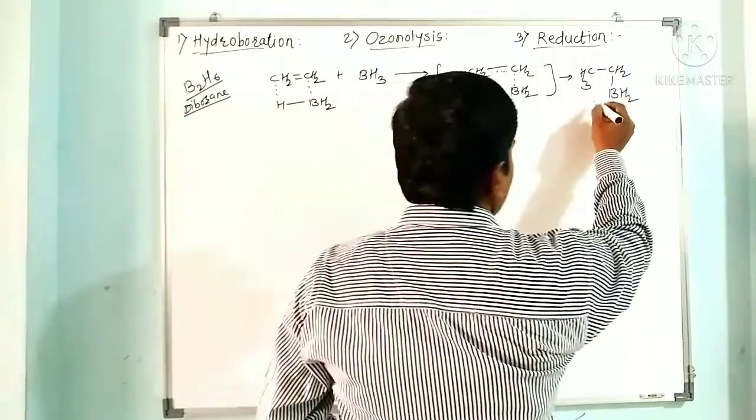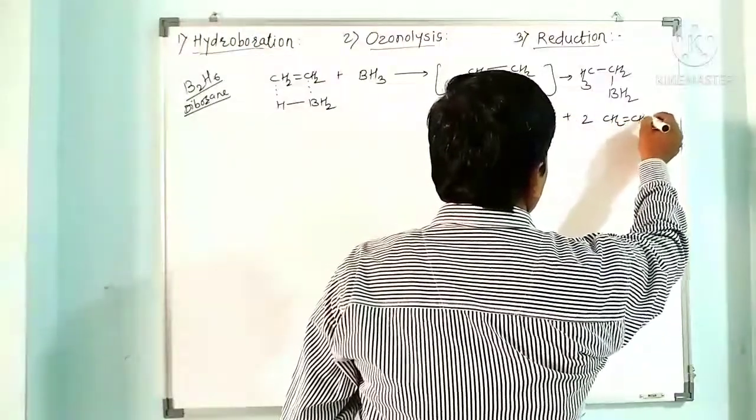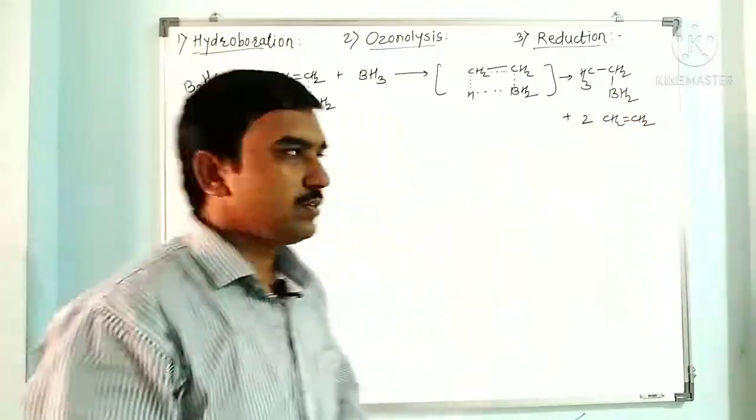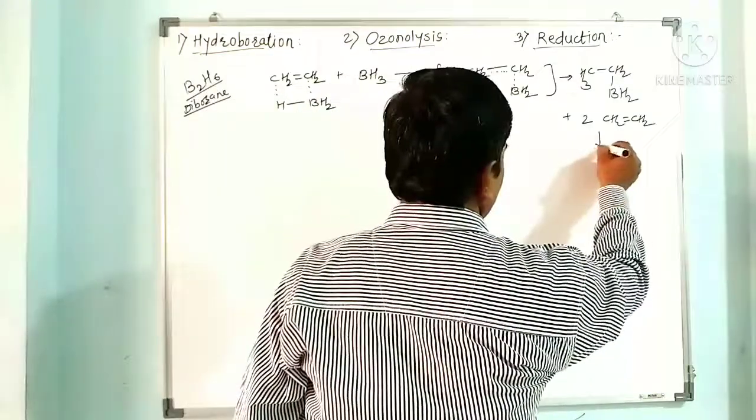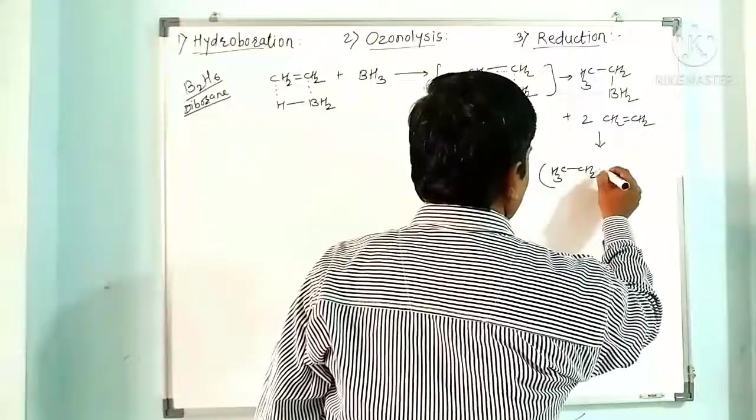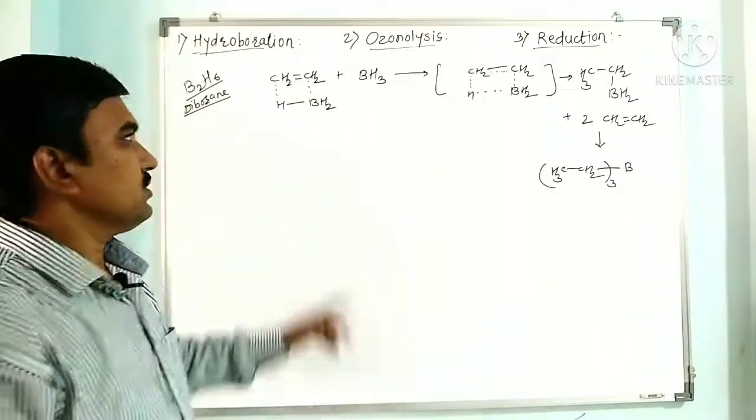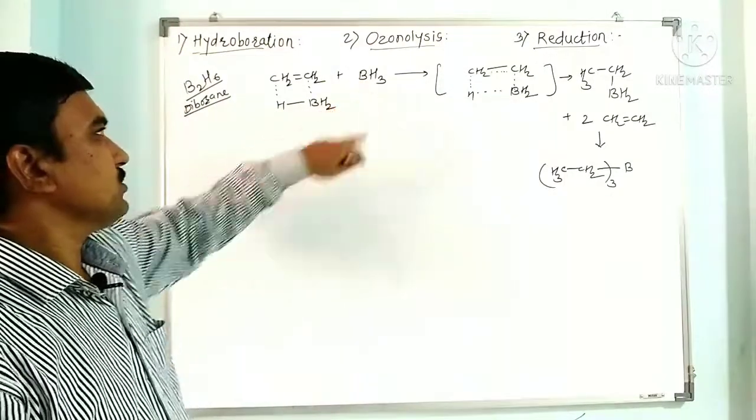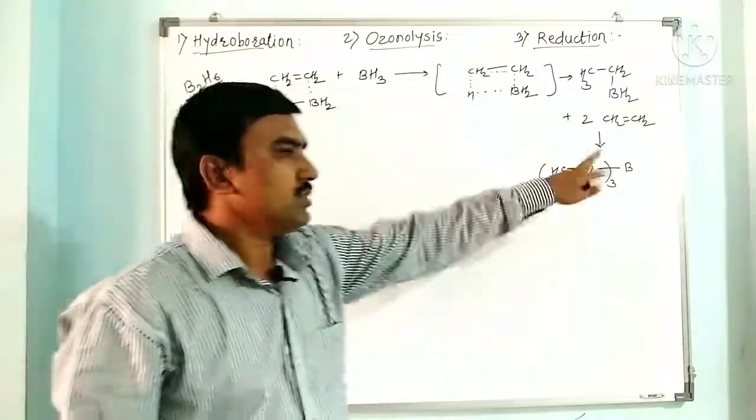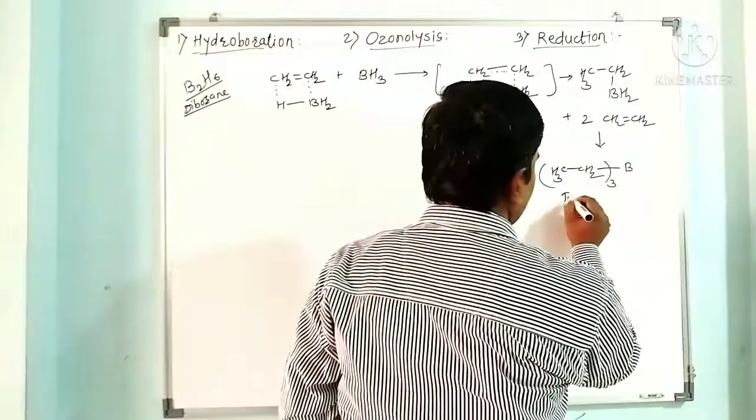Now this reacts again with 2 moles of CH2=CH2. In the same way, addition of H and boron takes place across both the carbons, and we get CH3CH2 thrice boron. So in this way all the 3 hydrogens transfer to the 3 carbons of the 3 alkenes and boron attaches to all the 3 carbons. So here we get trialkyl boron.